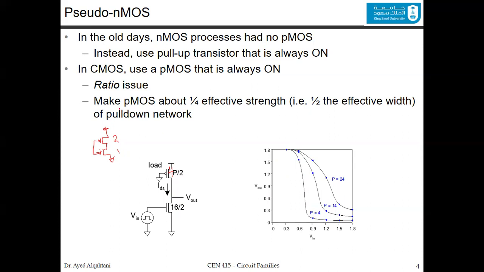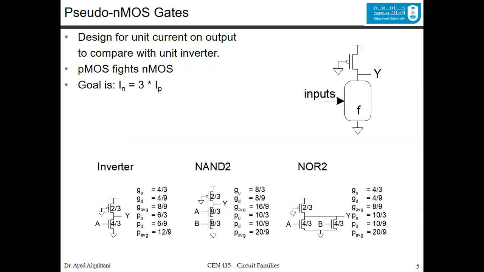So the conclusion is that we should make the PMOS about a quarter of the effective strength, or half the effective width, of the pull-down network. That's basically this experiment, and we can get this result. If we want to design any pseudo-NMOS gate, the design is not that far from CMOS. The only difference is that now in the pull-up network, we have a single PMOS transistor that is always on, with a certain current running through it.